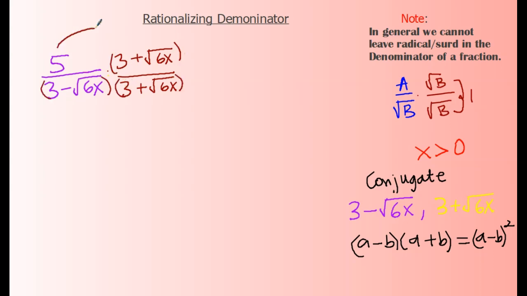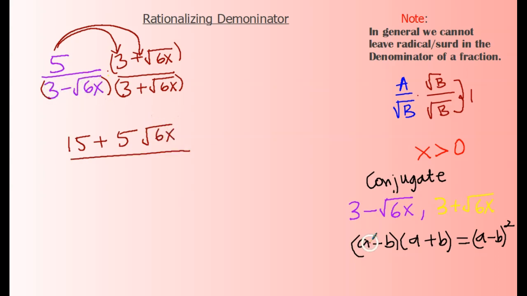Okay. Here 5 times 3 gives us 15. Then you bring your plus. There's 1 here, so 5 times 1 gives us 5. And then you bring your root 6x. Down here, we are using a difference of 2 squares, and we take the negative and we square it. So when we square 3, we get 9. You bring your minus and you square this one, you remove this root away.